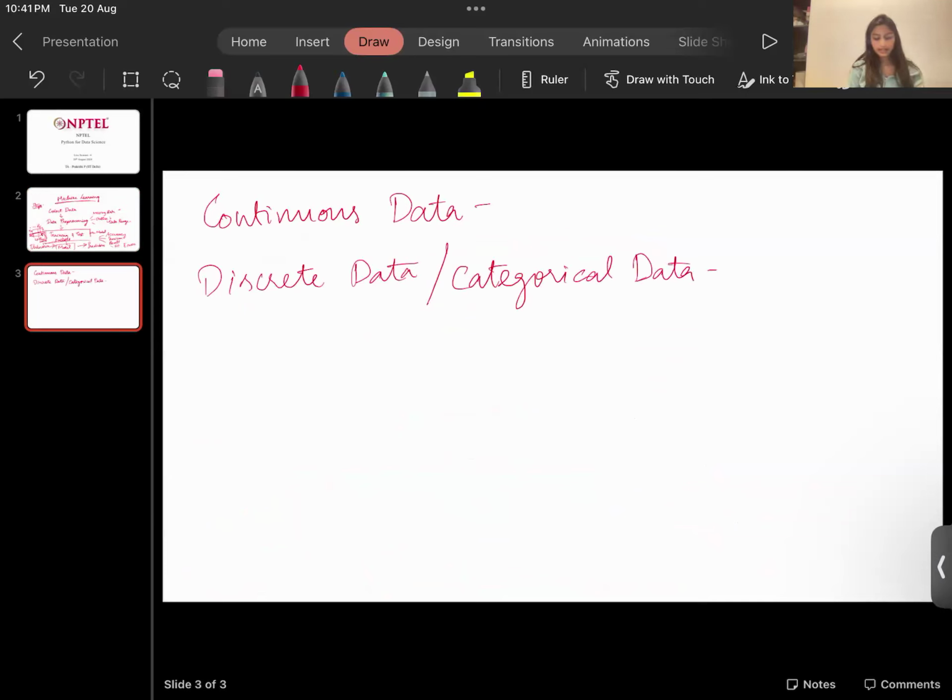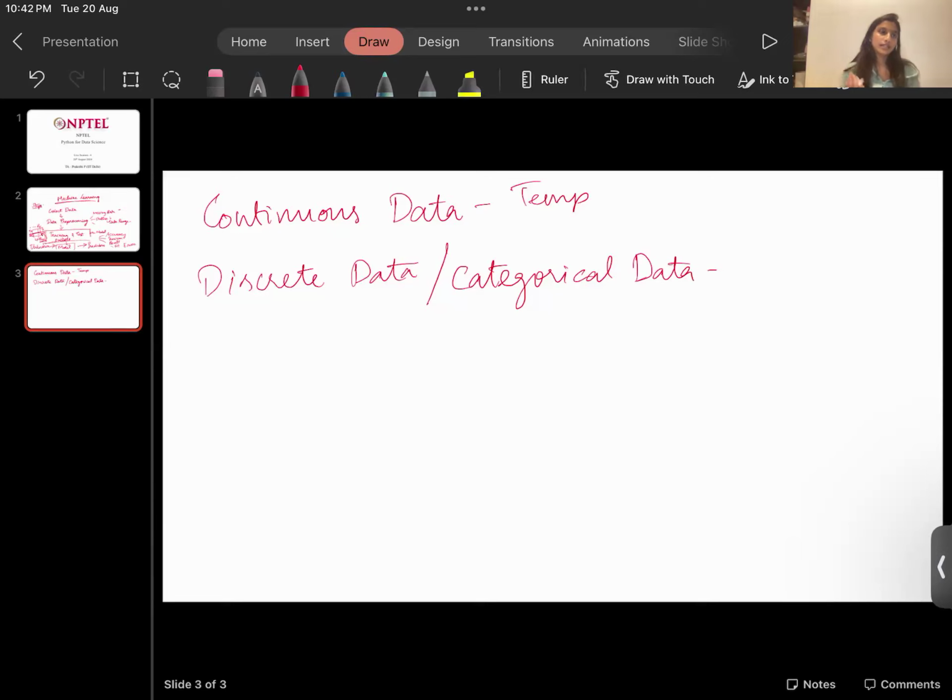By continuous data, we mean continuous numbers. It could be any number. It could be 100. It could be 101. It could be 101.5. It could be 101.05. So it could be any such number within a continuous spectrum. This could be temperature recorded, like what will be the temperature in June at this particular location.